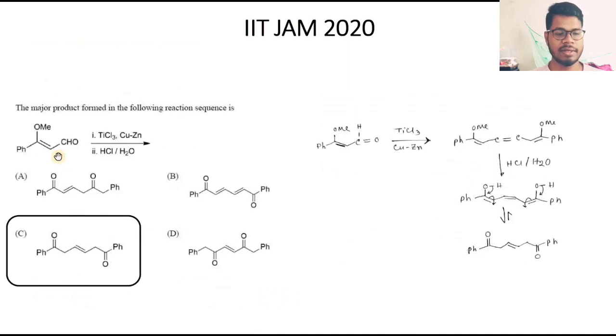Okay, so the next question: the major product formed in the following reaction. So this is the McMurry reaction, so they use the McMurry reaction and then hydrolysis like things.